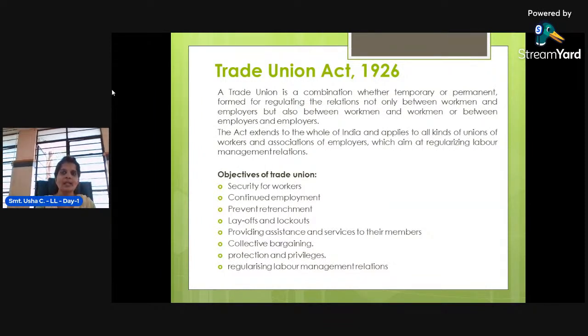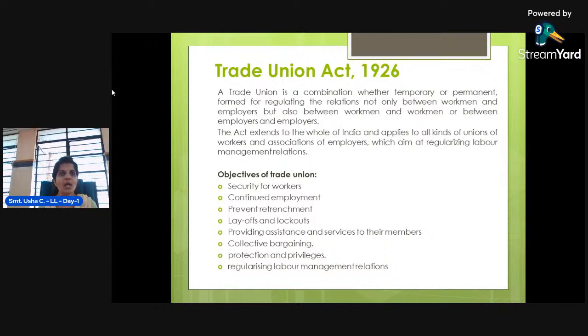This trade union is a combination, whether of temporary or permanent employees. The combination of the employees is called a trade union. It was established for regulating the relationships not only between workers and employers, but also between workers and workers, and between employers and employers.